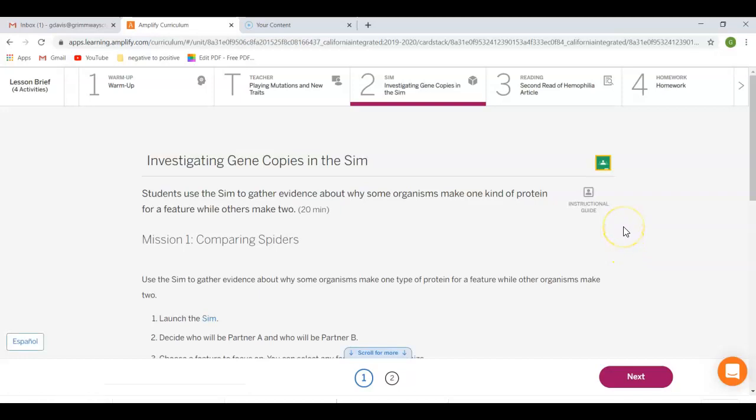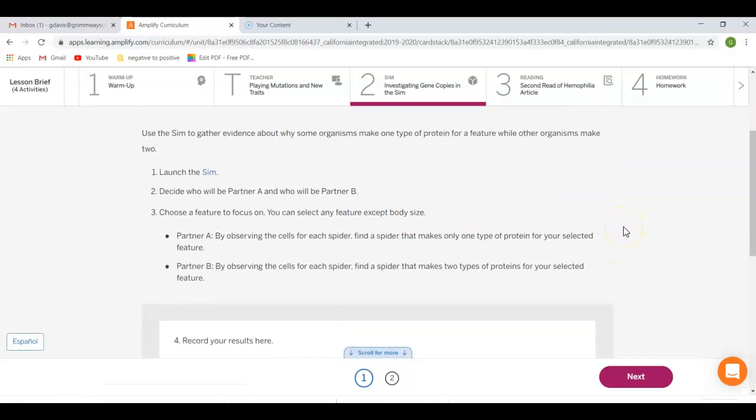And so here, we are going to be working on a sim. And so we want to think about our investigation question, which is, why do some organisms make one type of protein for a feature and other organisms make two, right? So even though it might be the same feature, why do we have different amounts of proteins?